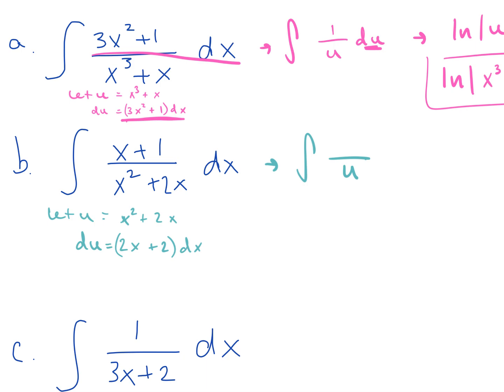I can multiply by 2. I can multiply the whole numerator here by 2. That would make this 2x plus 2. So now we have a 2x plus 2 dx that I will replace with the du. But I can't just multiply by 2 out of nowhere. What else do I have to do? Multiply by 1/2 on the outside. Perfect.